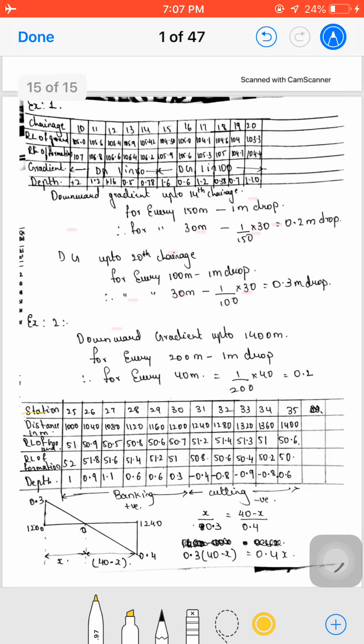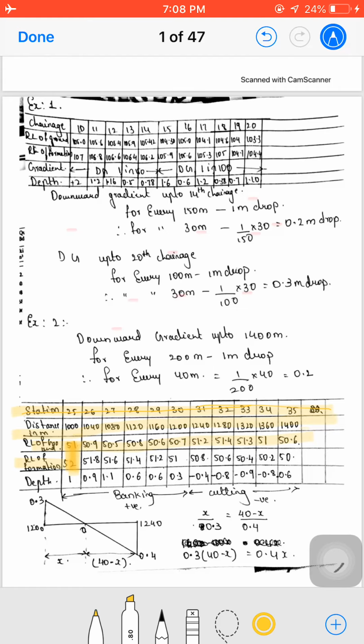They have given the stations, from 25 to 35. Then they have given the distances 1000, 1040, 1080. It means that there is an interval of 40 meters. Each chainage is of 40 meters. Then RL of the ground is given, and RL of formation for the first station is 52.